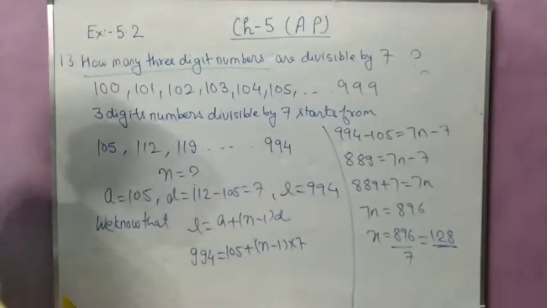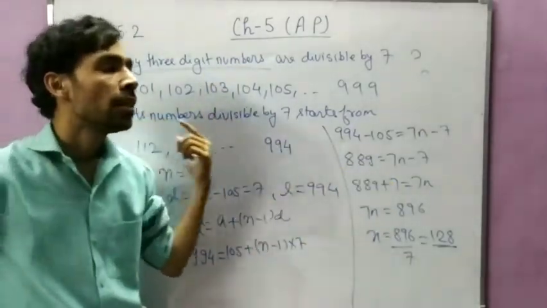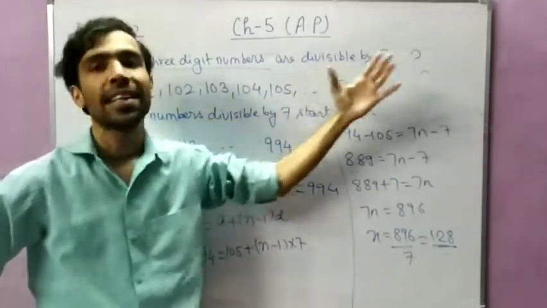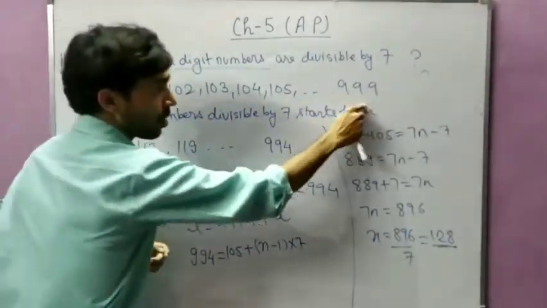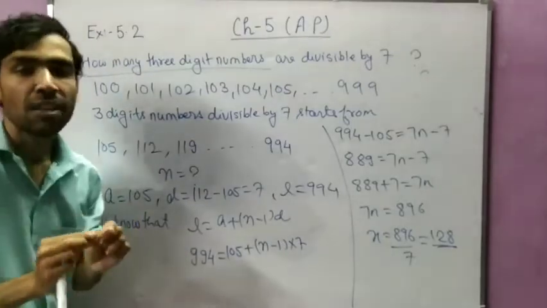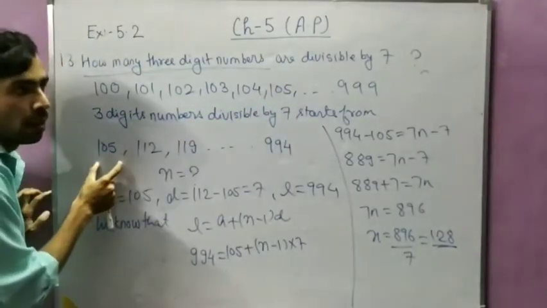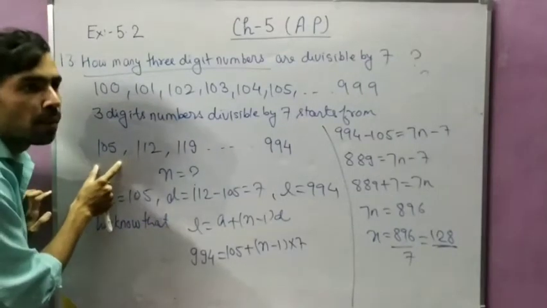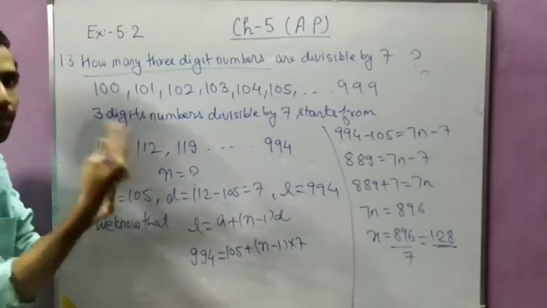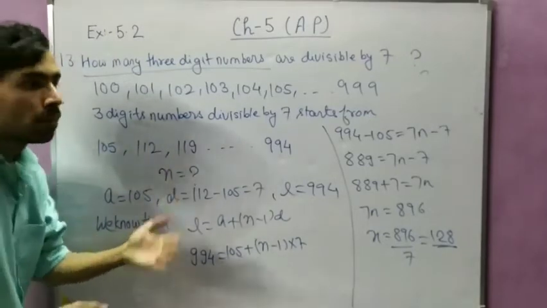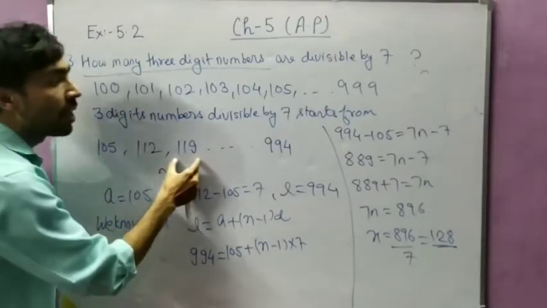Okay, so what I have done, because 3-digit numbers are given, I have written 3-digit numbers starting from 100 to 999. After that I have to check, between this sequence, which is the first 3-digit number which is divisible by 7. So I checked it, that is 105. And because 105 is the first number, the second number will be 112, because after 7 the next number will come. So 105 plus 7 is 112. Then again 7, then 119.